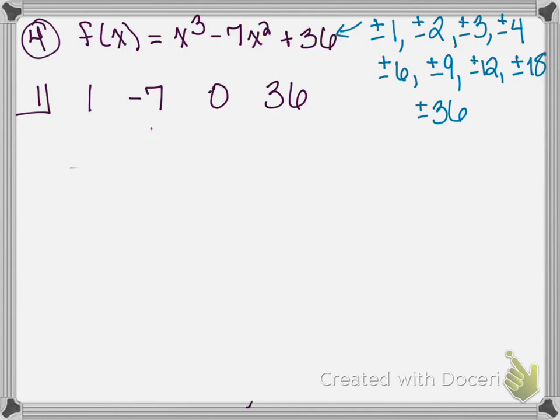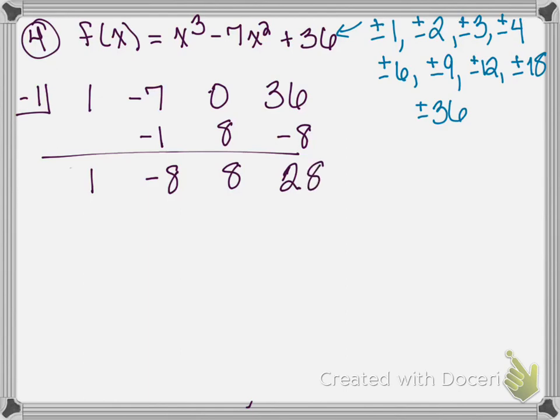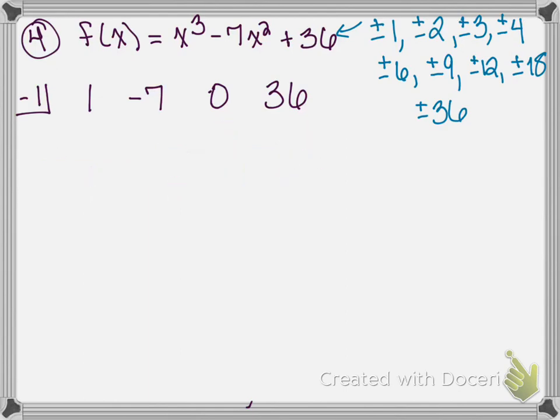Okay, so I'm going to try negative 1. I'm going to bring the 1 down. Negative 1 times 1 is negative 1. Negative 8. Negative 1 times negative 8 is 8. Is it going to work? Does it work? No, because do I get 28 here? Is that what I get? It doesn't work.